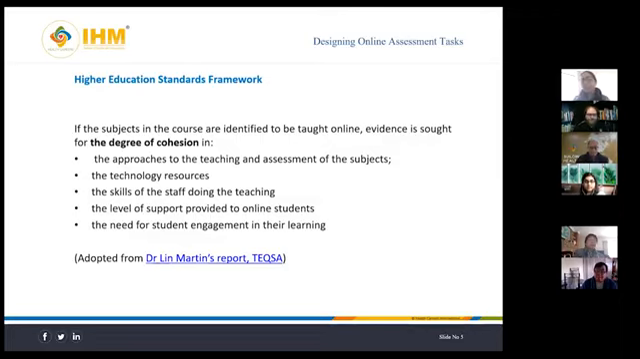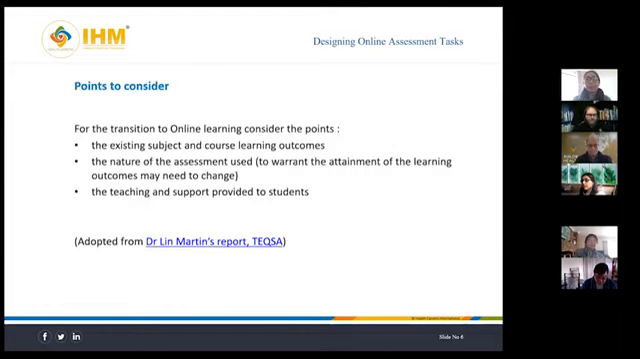So we're still continuing on the same report by Dr. Lynn Martin, submitted to TEQSA. Now we're looking at a few points that we need to consider for this transition to make sure that it is smooth enough and successful enough. So these points say: the existing subject and the course learning outcomes. What is the unit we are going to teach online and what are the course learning outcomes? Because I might have to go back and revise them to adapt them to the online delivery mode.